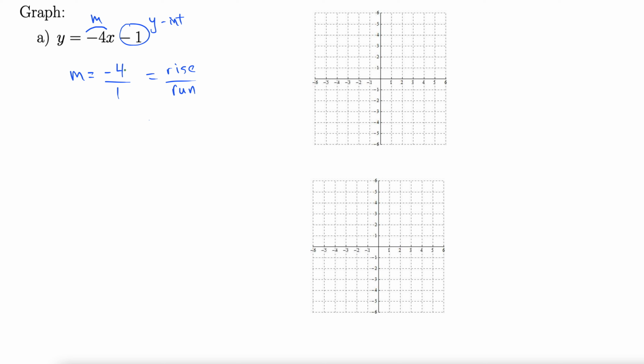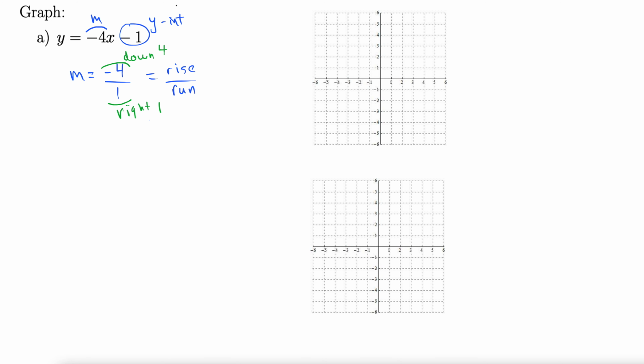So this here is negative 4, so that's going to take us down 4. Negative is the down direction for the rise, and for the run part, we have 1, so that's going to be right 1.